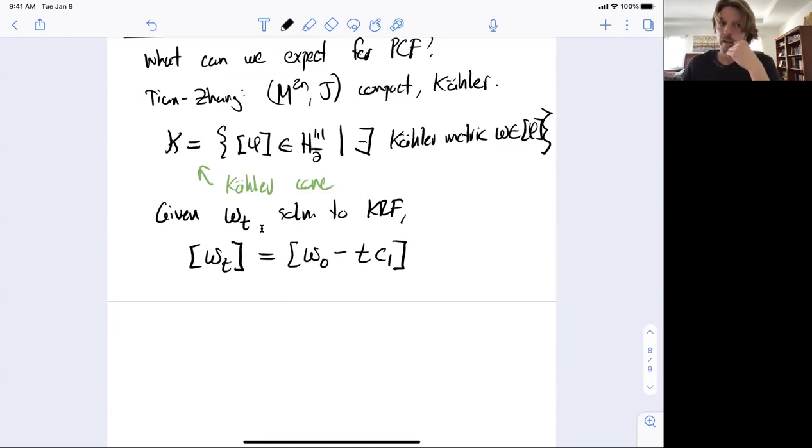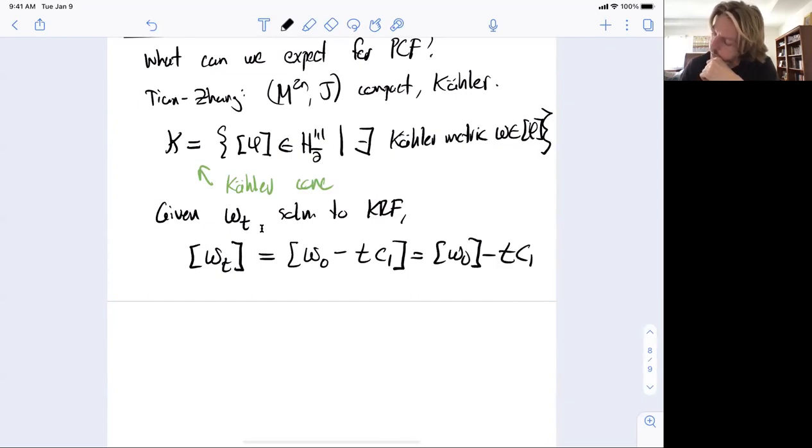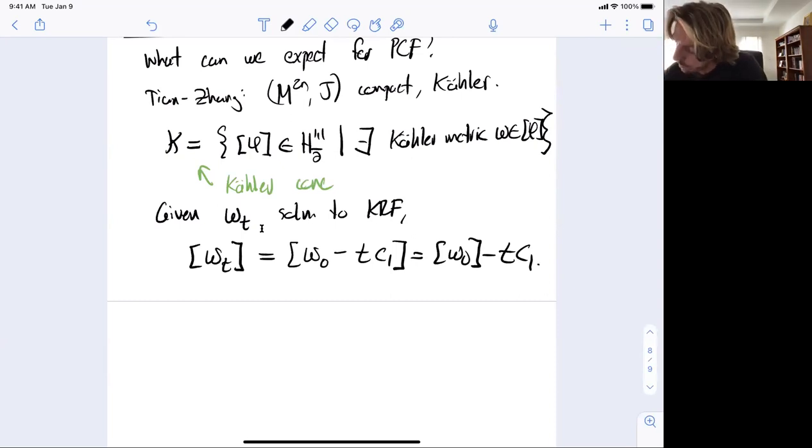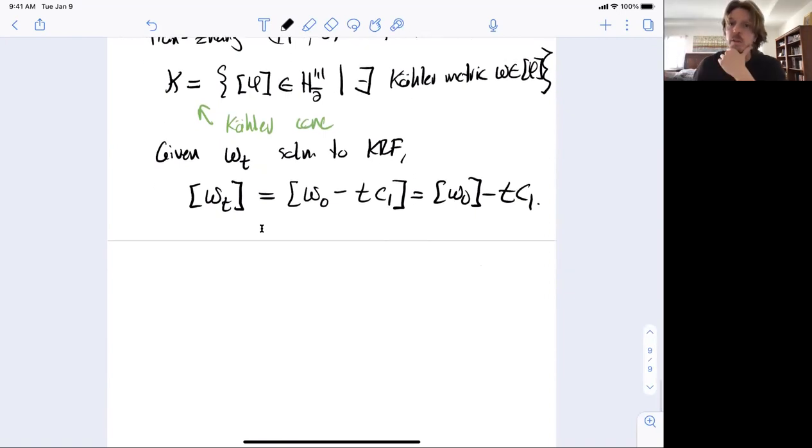So because the Ricci form represents the first Chern class, the cohomology class moves in this way. So this is just omega 0 minus t c1. I guess the way I wrote it, my notation for c1 is not good, but I think it's clear nonetheless.